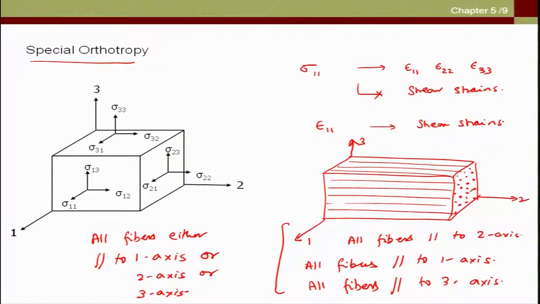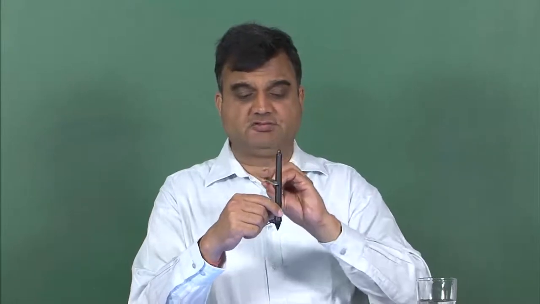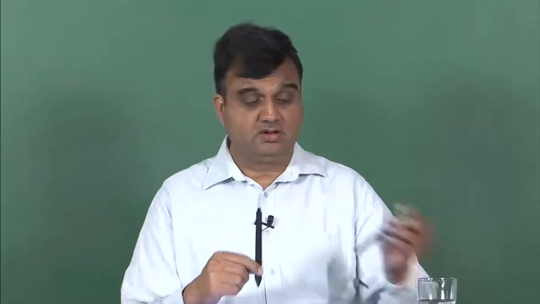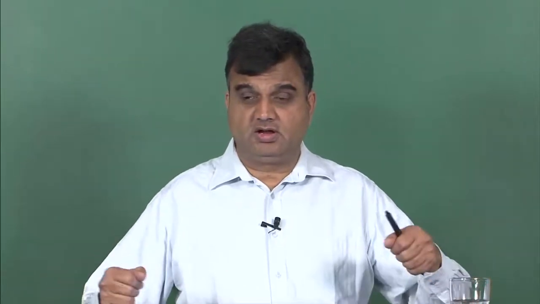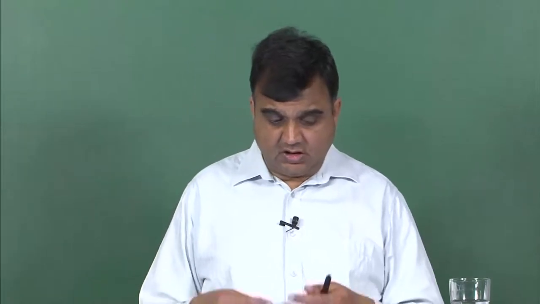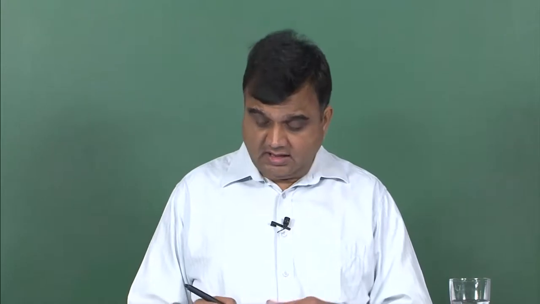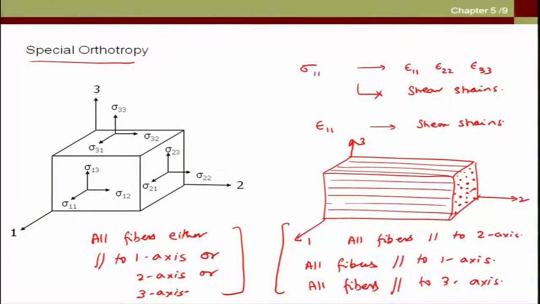So, you can have some fibers going vertically up, another bunch of fibers going like this parallel to the two axis, and a third set of fibers going perpendicular, that is, parallel to the one axis. But they are not at any angle; they run only parallel to the one axis, two axis or three axis. Even in this case, if you pull, it will only become longer. Shear stresses will generate only shear strains, and extensional stresses will generate only extensional strains. That depends on the structure of the material, and if the direction of the forces is aligned to the material axis, even in such a complicated material system, shear stresses will produce only shear strains and extensional stresses only extensional strains, right. So, this is what it means.